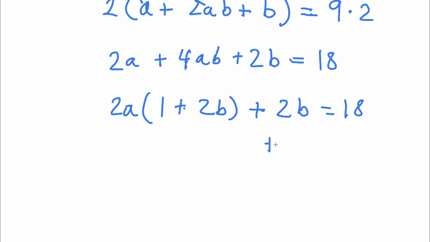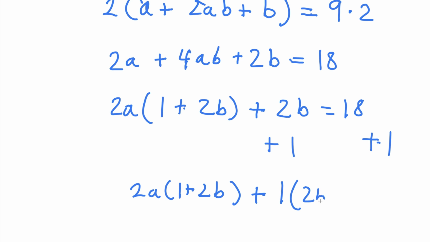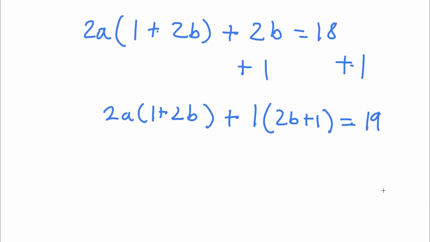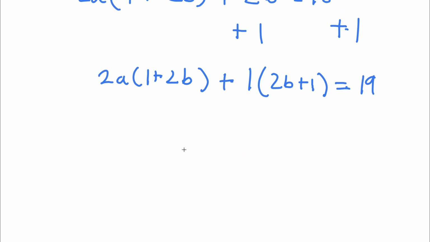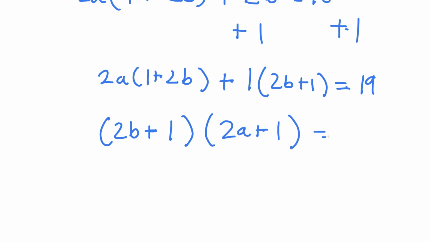Now if I add 1 on both sides, I get 2a times (1 + 2b) plus 1 times (2b + 1) is equal to 18 + 1, which is 19. Now, if I factor out 2b + 1, I get (2b + 1) times (2a + 1), and this is equal to 19.